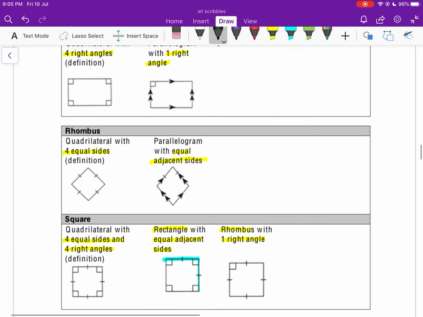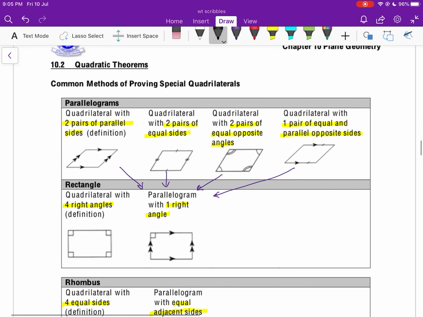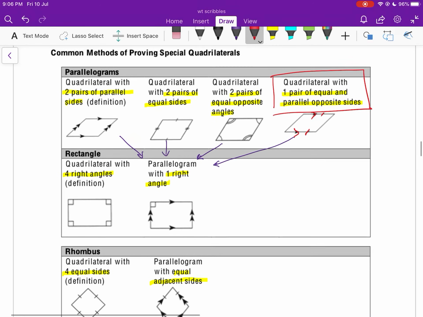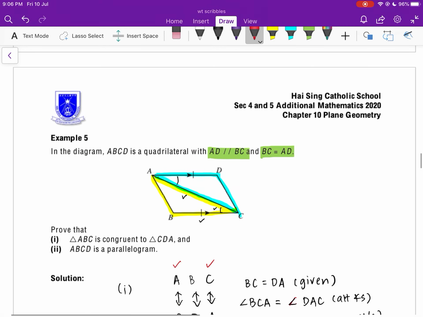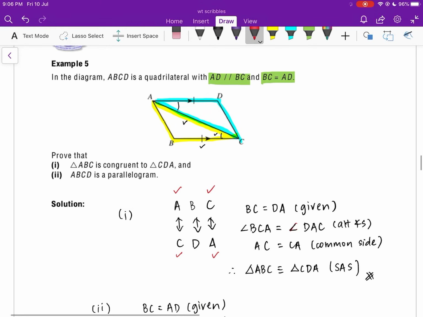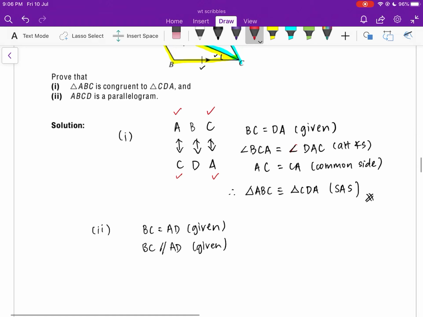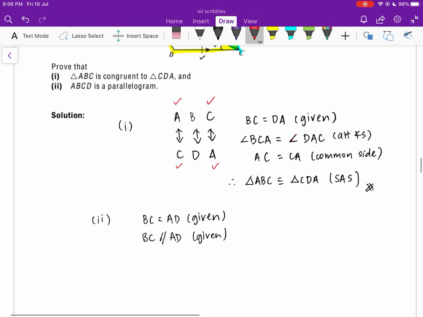Take a look at parallelogram. Let us go to parallelogram. As long as they have one pair of equal sides, and they are parallel, so same thing. Equal and parallel opposite sides. We have equal and parallel opposite sides in this question, which is these two lengths, BC and AD.